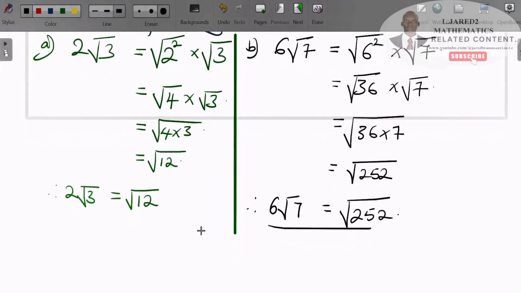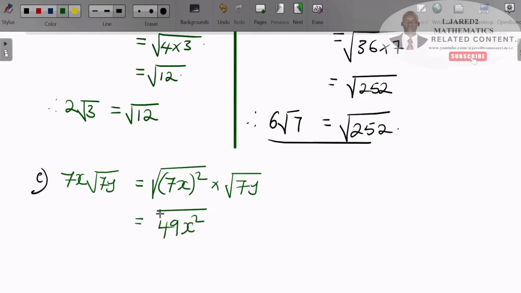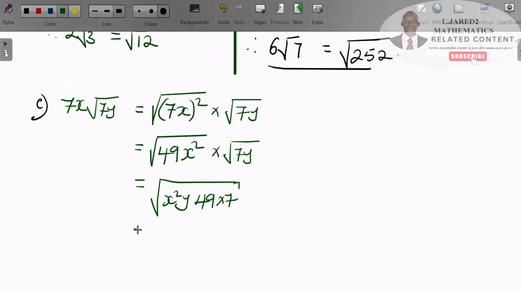We can have part C, 7x square root 7y. So this is the same as having 7x, but the whole of it squared and under the square root, multiplied by the square root of 7y. Same as having 49x squared, but the whole of it under the square root, multiplied by the square root of 7y. So since all of them have the square root, we can put them under one root. So we have the square root of x squared y, then we have 49 multiplied by 7. This is the same as the square root of x squared y, then as we multiply 49 by 7, we are getting 343.